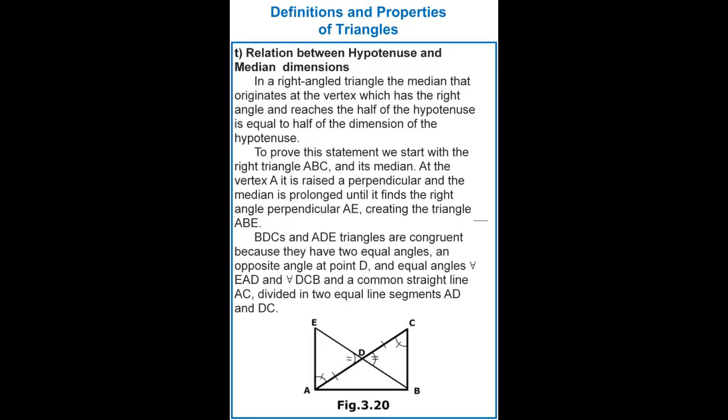The BDC and ADE triangles are congruent because they have two equal angles, the opposite angles at the point D, and equal angles EAD and DCB, and a common straight line AC, dividing the two equal line segments AD and DC.